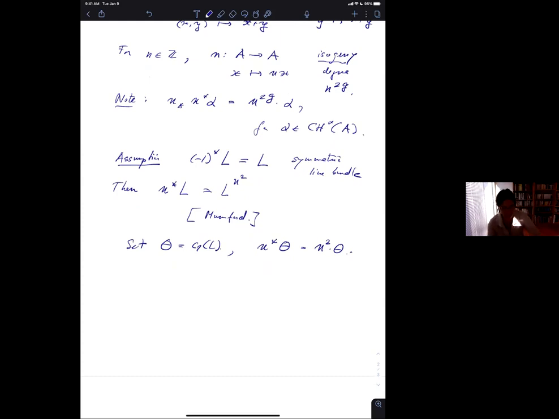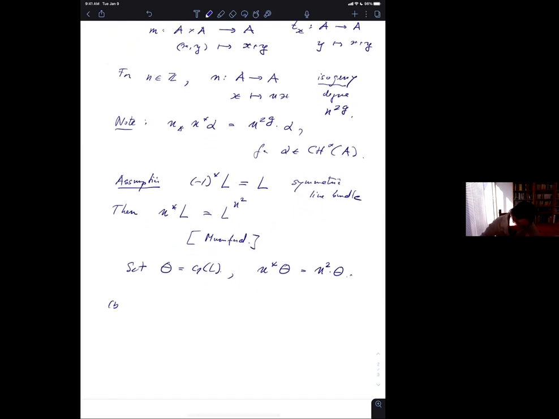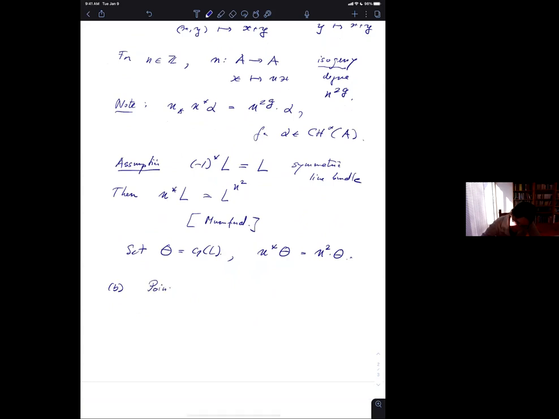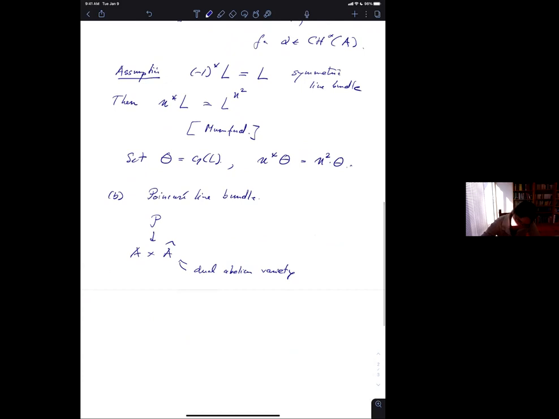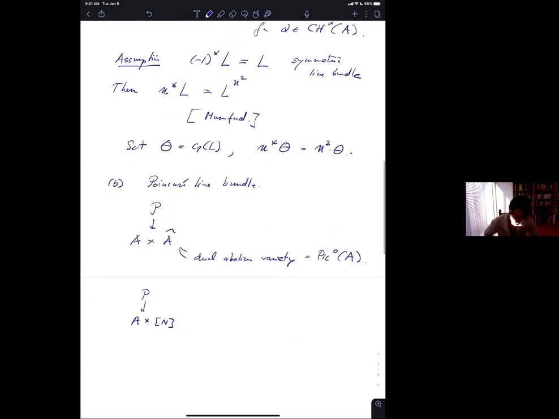So this is as far as the essential maps. The second main point here, as we set the stage, is the Poincaré line bundle. So we have P on A cross A hat, where A hat is the dual abelian variety. Of course, it's a universal object. A hat is Pic zero, so you can view it as the group of line bundles with c1 zero on A. If you restrict to A times a point which parameterizes a line bundle, this is isomorphic to that line bundle. This is the universal property.